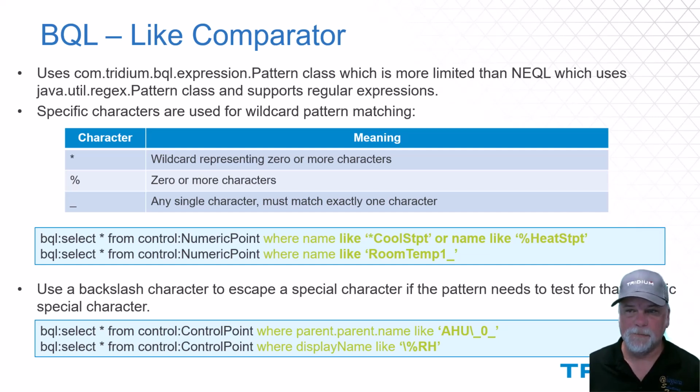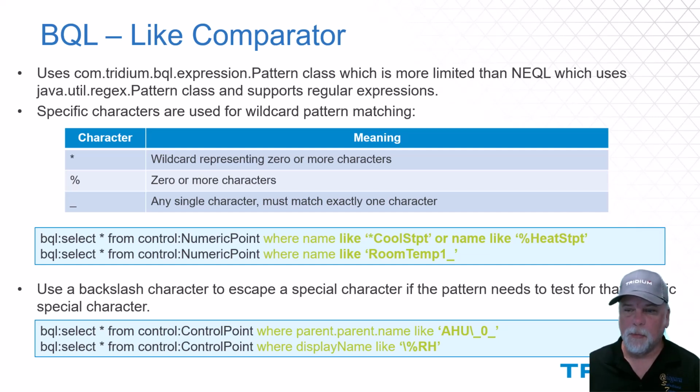As far as pattern matching goes with BQL, both an asterisk and a percent symbol represent 0 or more characters. Then we also have an underscore character, which represents a single character, and it must match exactly one character. Looking at the examples here, I'll give you a little explanation, and then I'll show you what it looks like in the workbench.